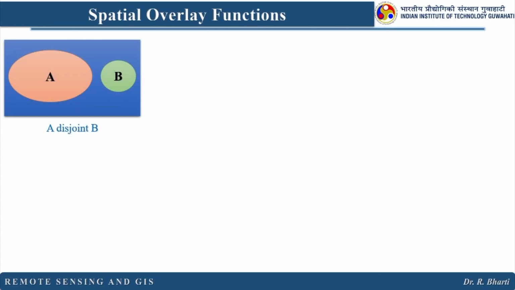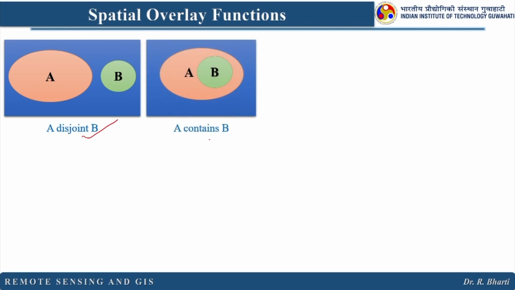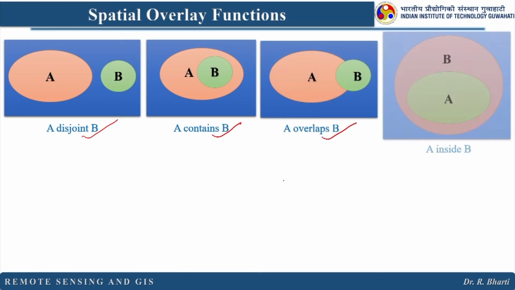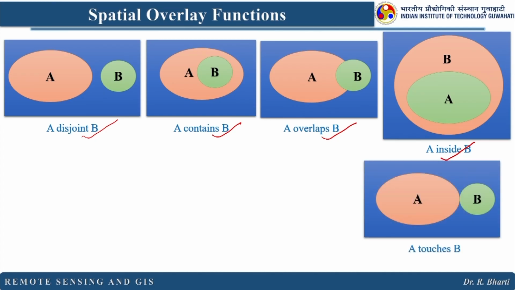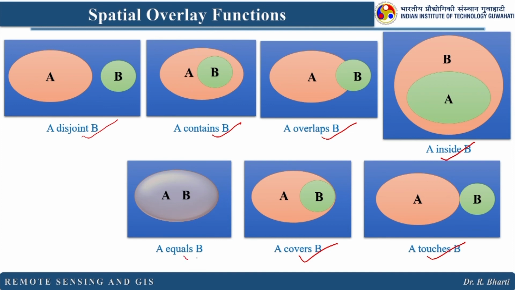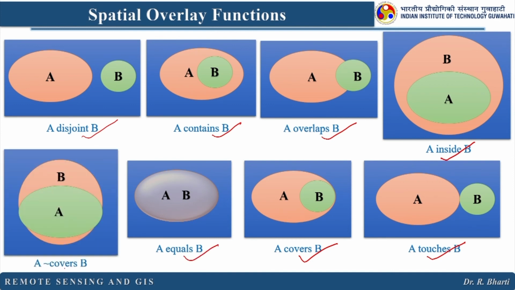Now the next one is spatial overlay function. So A disjoint B, A contains B, A overlaps B, A is inside B, A touches B, A covers B, A equals B and A is almost covers B. So these kind of functions you can always define in GIS environment.